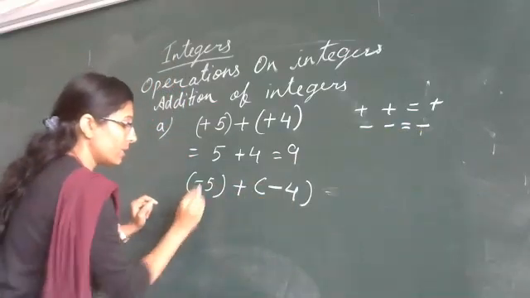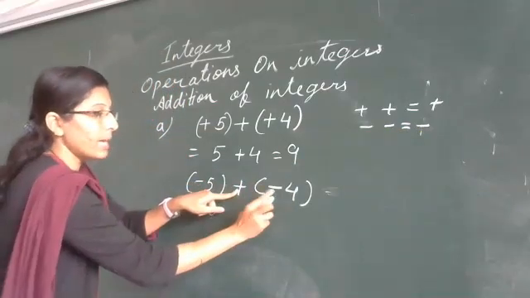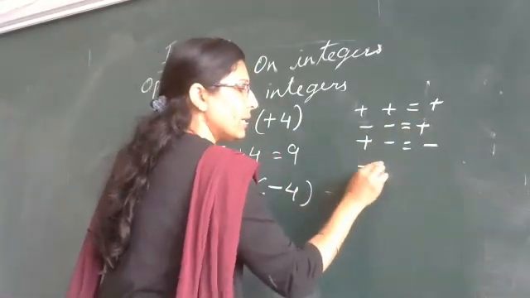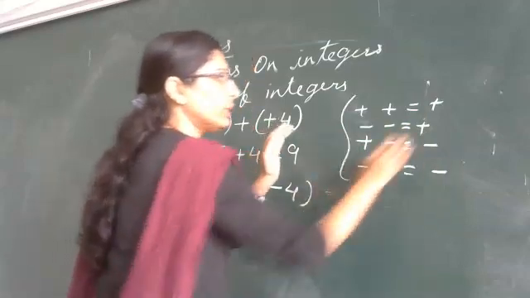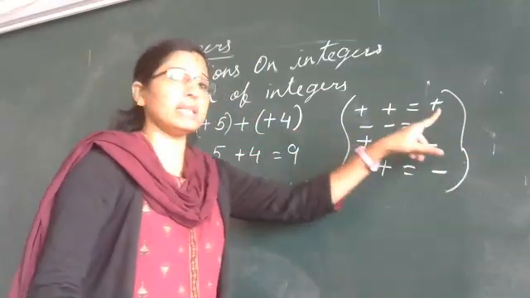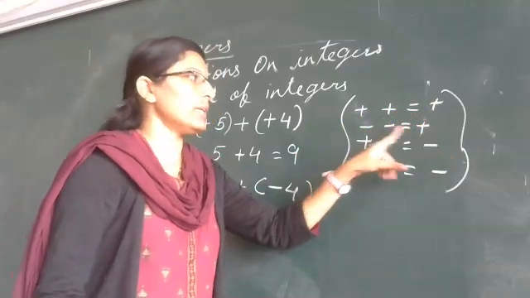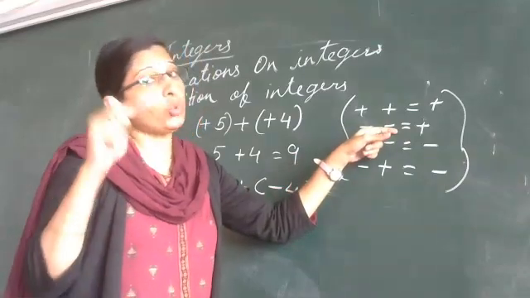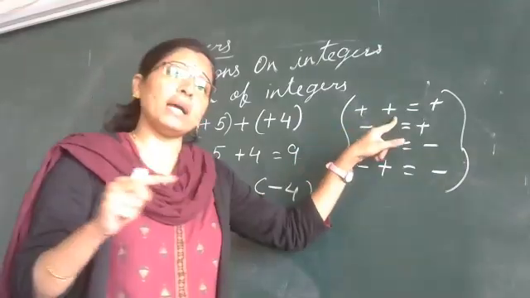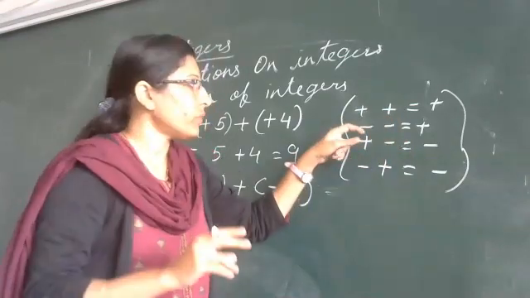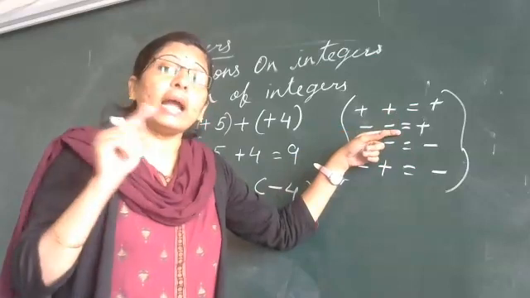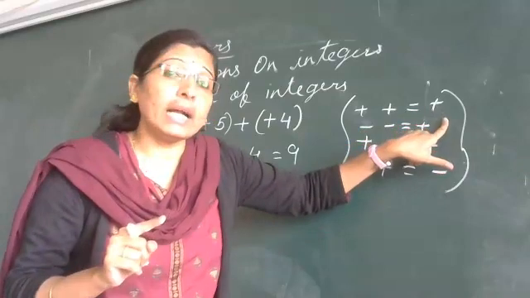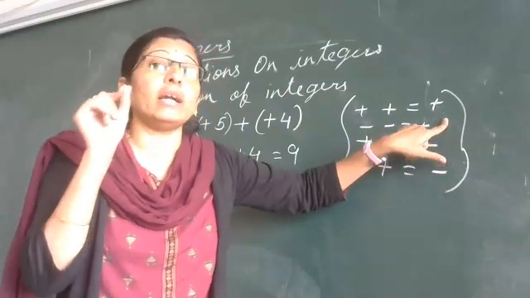How will you solve this? See here, minus 5 plus minus, and minus plus minus. These things you have to remember. Plus plus, minus minus: when two plus are there, you have to add only. But when two minus are there, that time also you have to add, but the answer will come in the negative sign, meaning the greater number's sign.